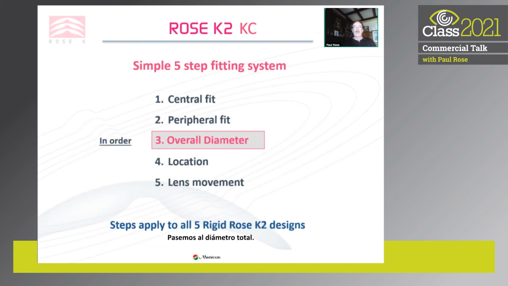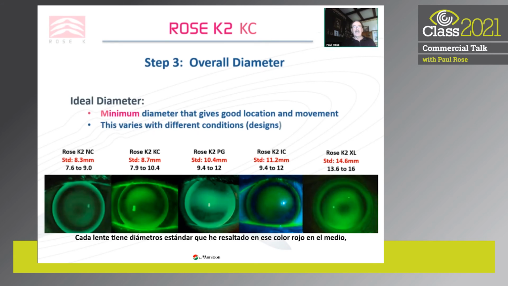Let's move on to the overall diameter. Each lens has standard diameters, which I've highlighted in that red color through the middle there, although you have a wide range of diameters within each design. For example, in the keratoconic design, you can have it as small as 7.9 and as large as 10.4. The XL design, which I'm not talking about today, the standard diameter is 14.6, but again, you have a large range of diameters from 13.6 to 16.